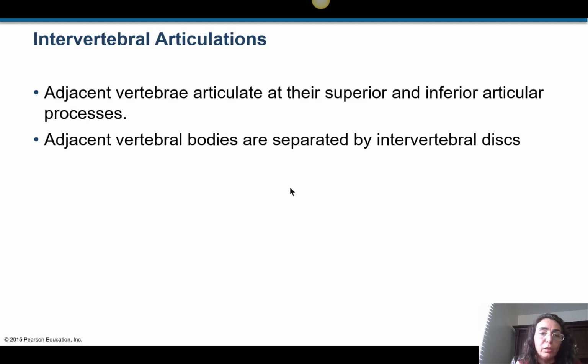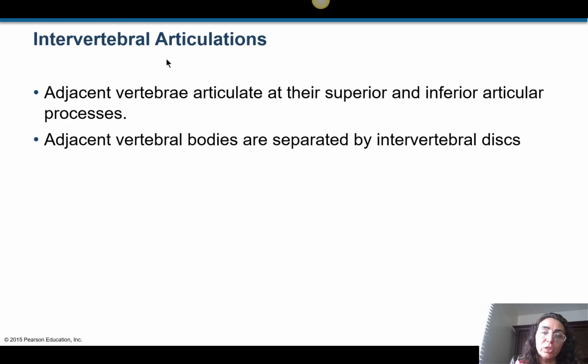And these are all the types of the synovial joints and their examples that we need. Now, regarding the intervertebral articulations. So you have all the bones of the vertebral column, each one as a vertebra. Now, what type of the joints we have between the vertebrae? We call it intervertebral articulation.